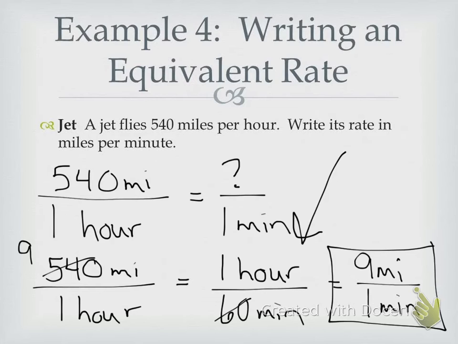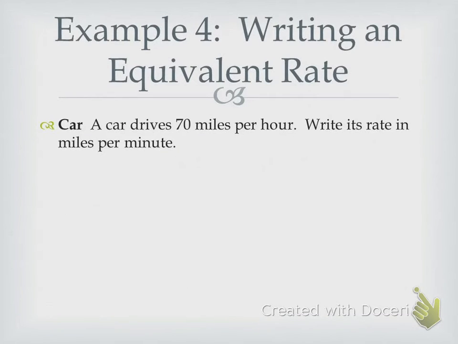We're going to do another one. Now a car is driving 70 miles an hour. Write its rate in miles per minute. Go ahead and at least write the initial ratio. Okay, so 70 miles in 1 hour equals, and I don't know how many miles in 1 minute.